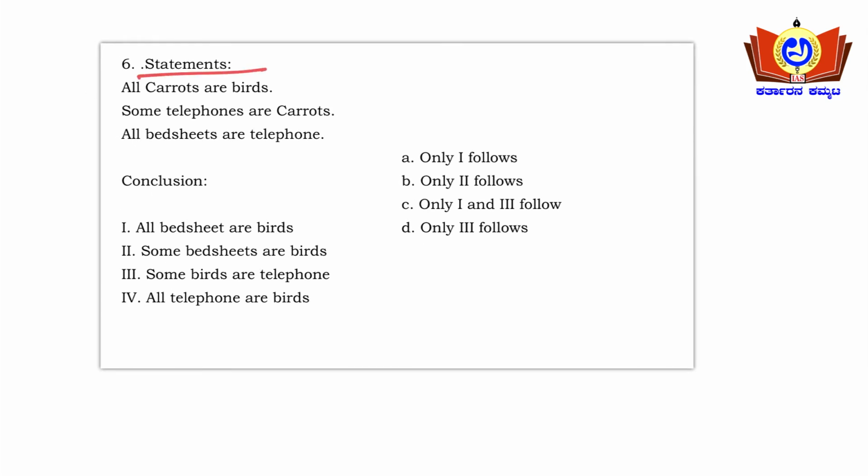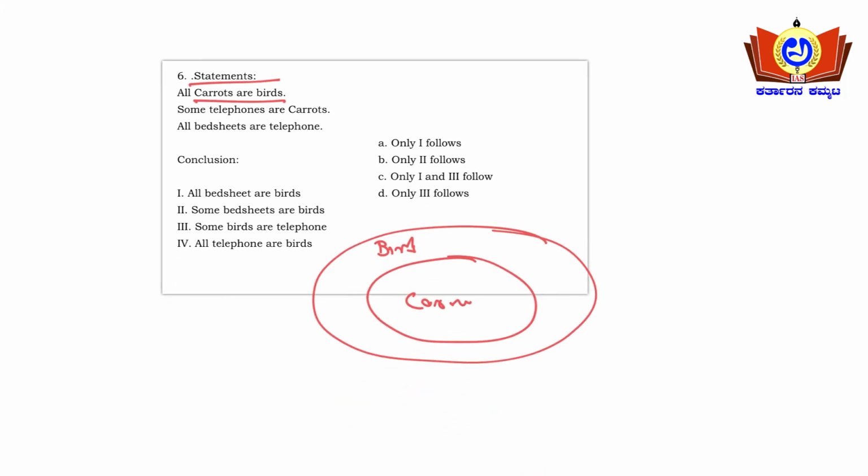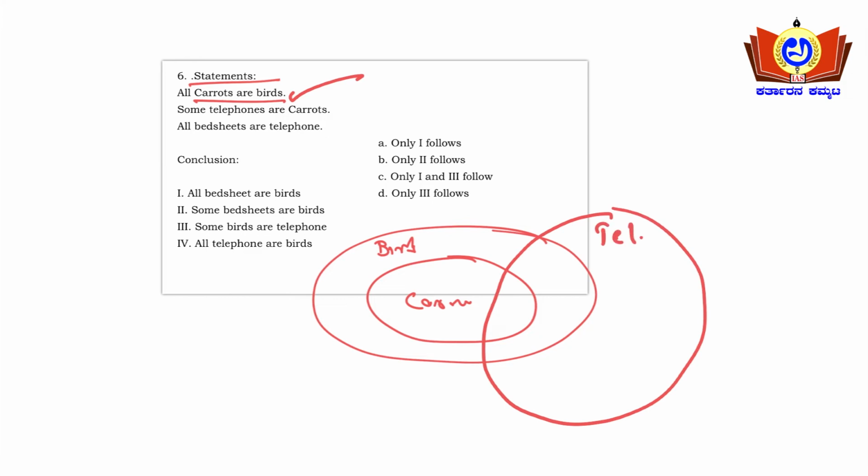See here, what the statement says, all carrots are birds. All carrots will be here and birds will be here. All carrots are birds, so the first statement is finished. Some telephones are carrots, which means it will be like this. This will be telephone, so this will be the gray shaded area here. So some telephones are carrots, this is the diagram here.